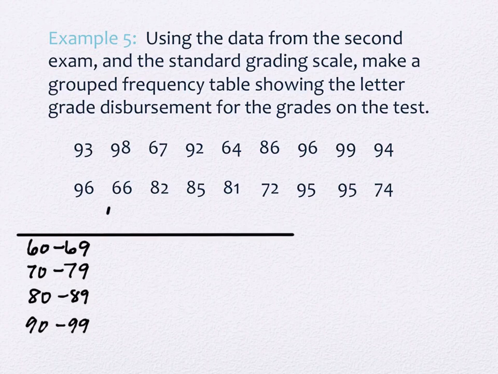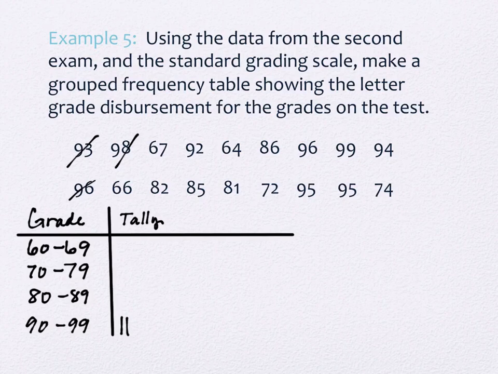This is a table, so we're going to have column headers. These are my grades, right? And the column in the middle here is a tally column. We're simply making a tally every time we come across a grade that fits into that category. So I have 93 and 96, so those are two 90s. 98 and 66, so I have a 90 and a 60. Then I have a 60 and an 80. Then I have a 90 and an 80. I have a 60 and an 80. 80 and 70.